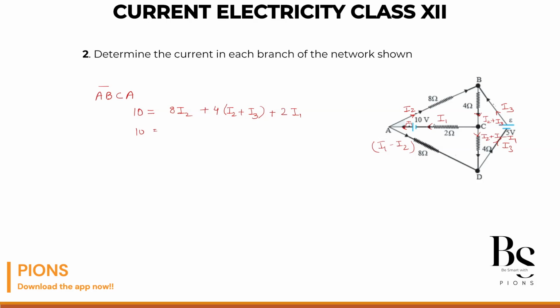So 8I2 and 4I2, 12I2, plus 4I3 plus 2 times I1. This is our equation number 1. Let's consider our second loop.